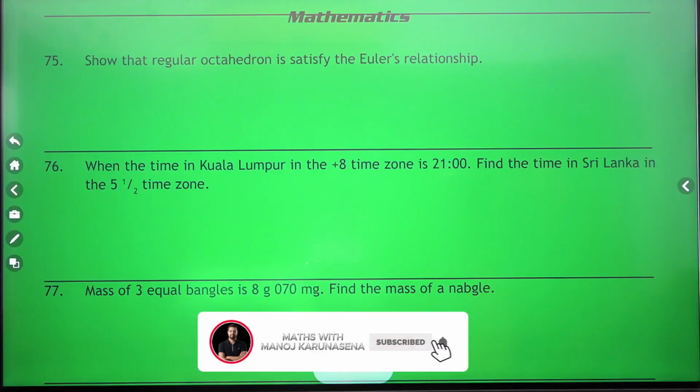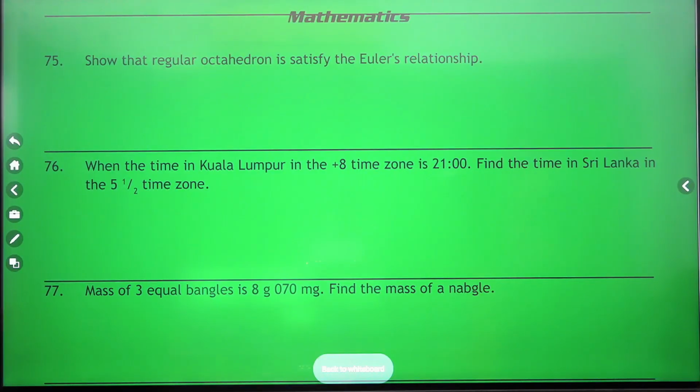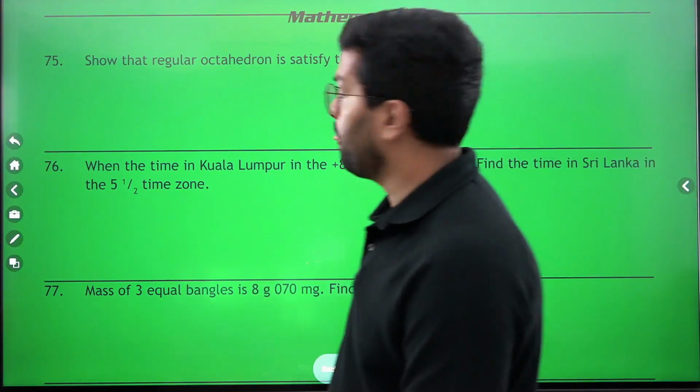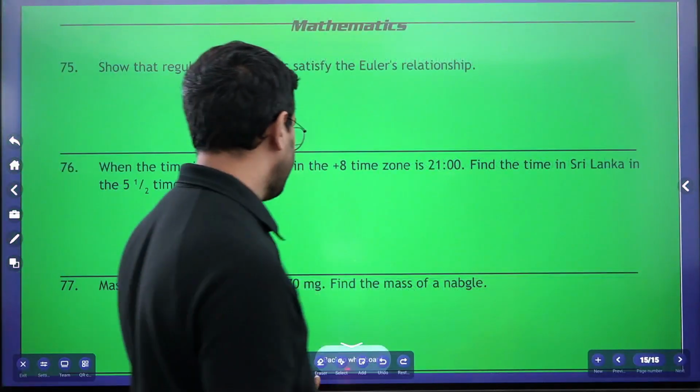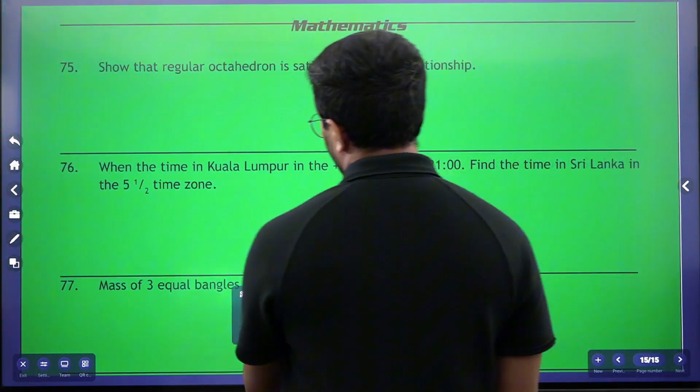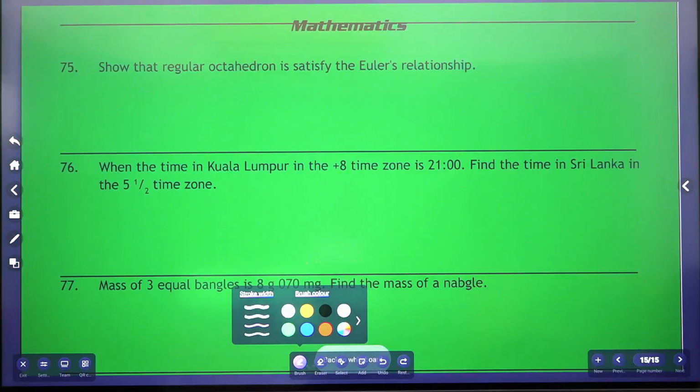Show that a regular octahedron satisfies Euler's relationship. What does it mean by Euler's relationship?